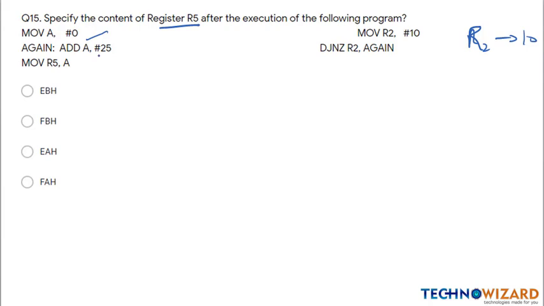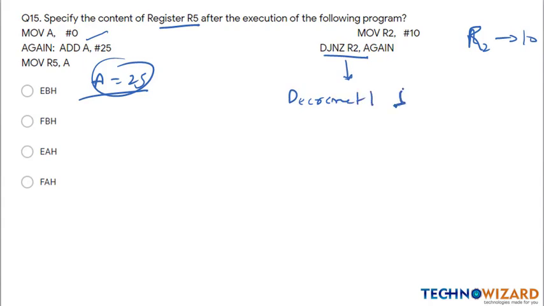Again, add A hash 25. Accumulator will contain 25. Okay, and we have to implement this operation again, add A hash 25. After this, they have said DJNZ R2, A. That means we have to decrement R2 by 1 and again add 25 until the value of register 2 becomes 0.